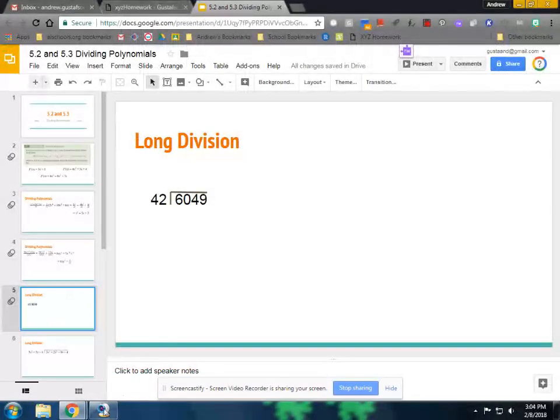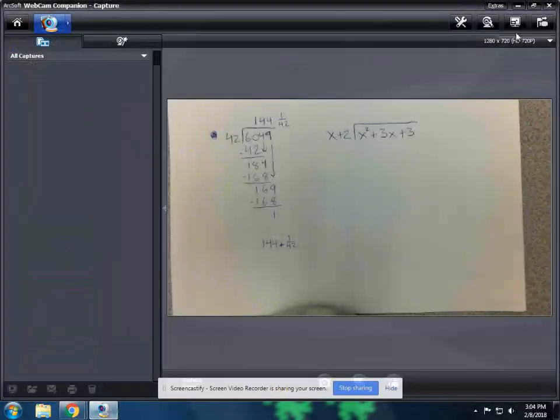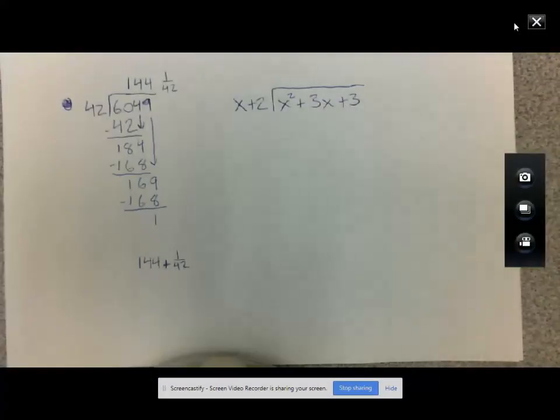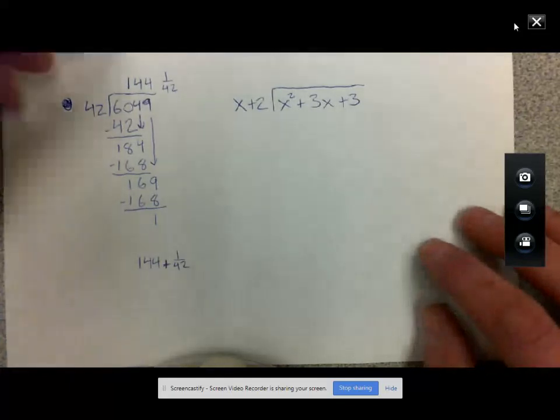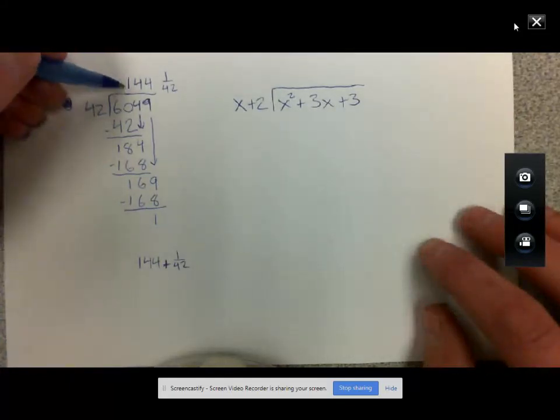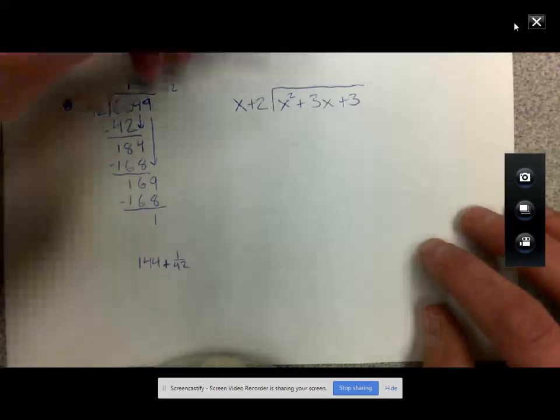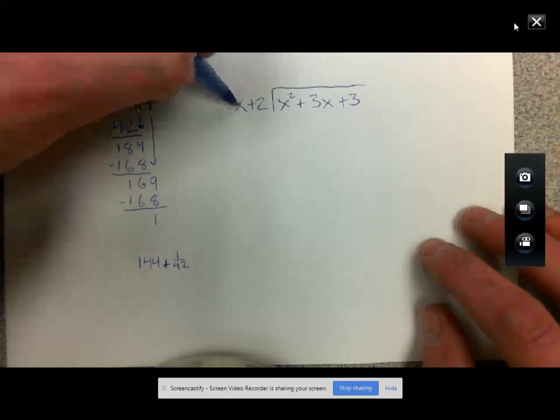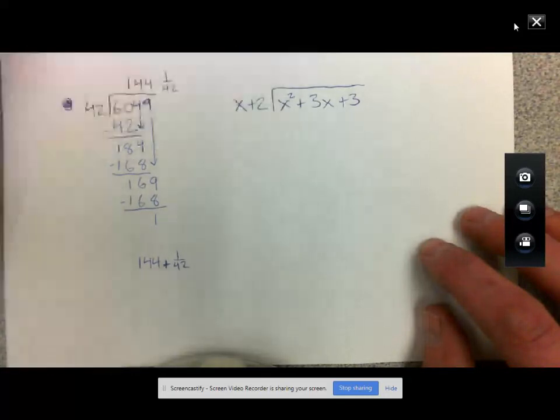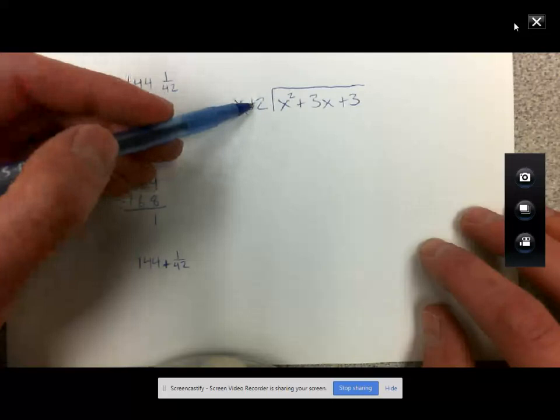Okay, back over to the document camera. Let's see how to do the same process, the exact same algorithm, but with polynomials. So I'm asking, instead of asking what would I have to multiply 42 by to get close to 60, I'm asking what would I have to multiply x by to get to x squared. You'll notice I kind of ignored the 2 for a minute.